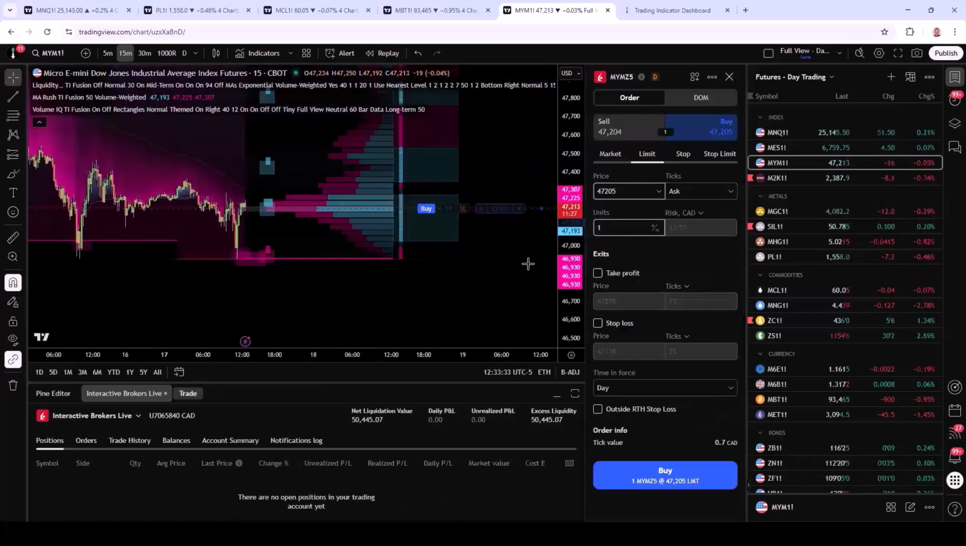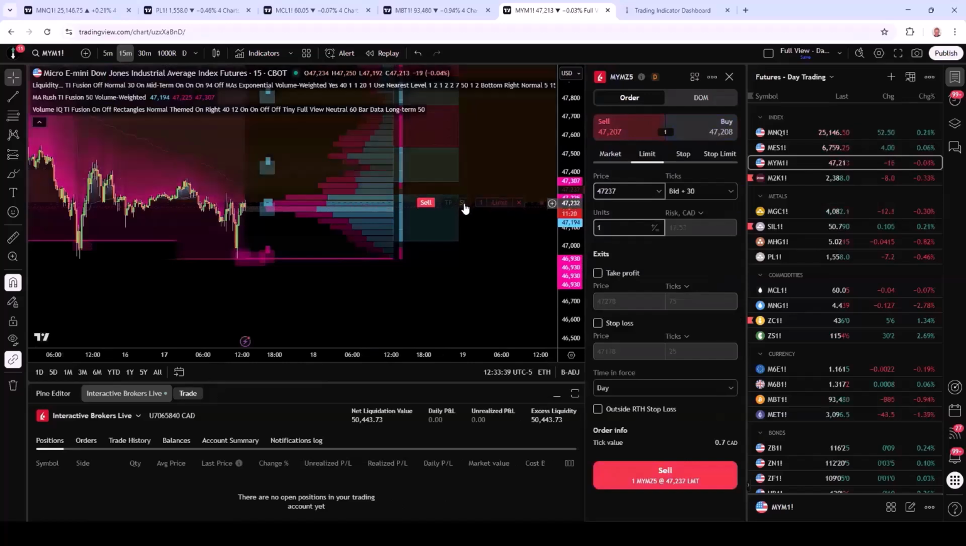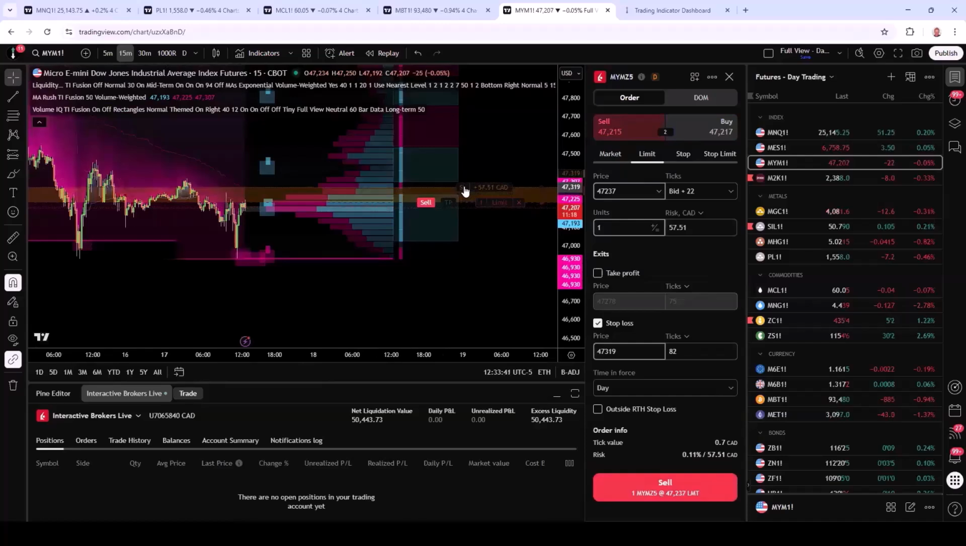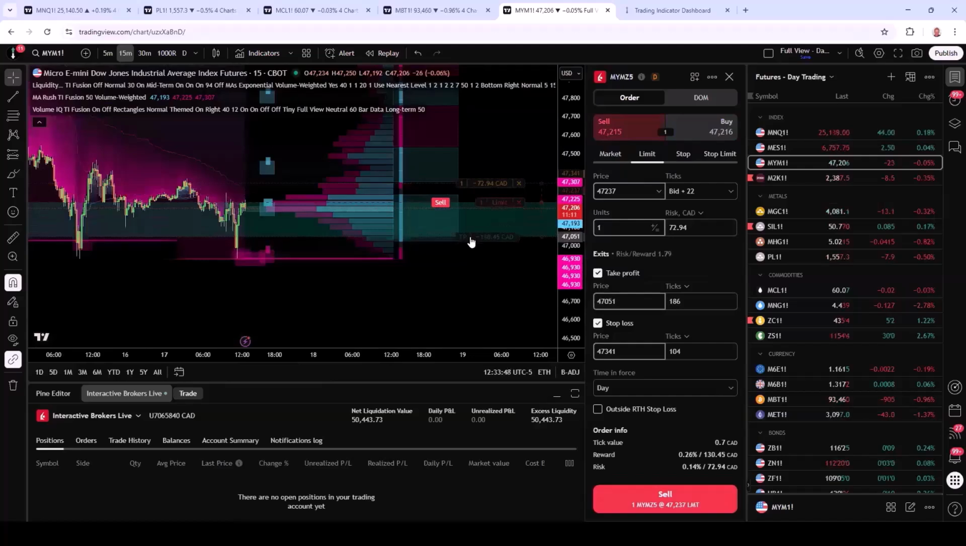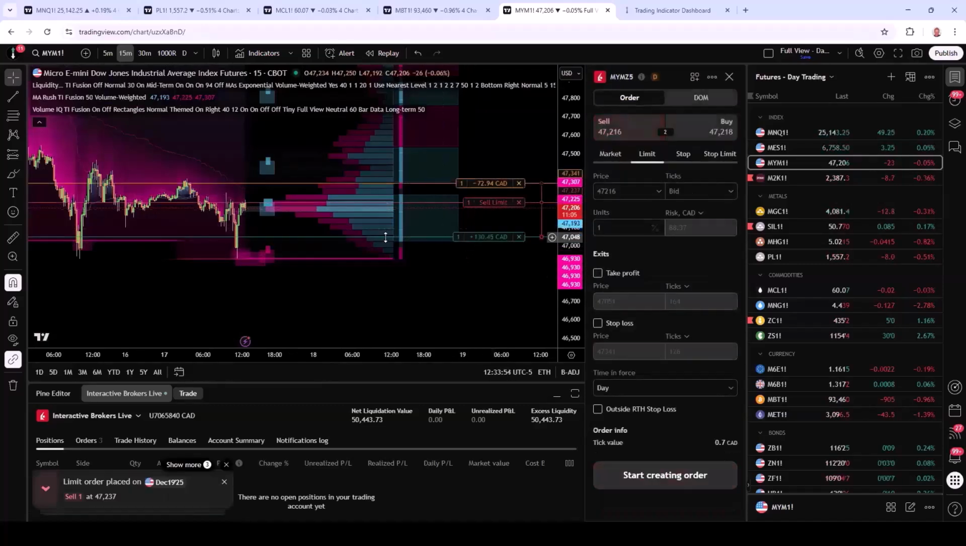Perfect. So I'm going to go ahead and click on sell trade here. I always like to enter by limit entry, trying to get the best possible entry. I'll put my stop loss just above this high volume node, and my target just above this former support level here. Perfect. So let's put this one in. Let's see if we get the fill and we'll see what happens.